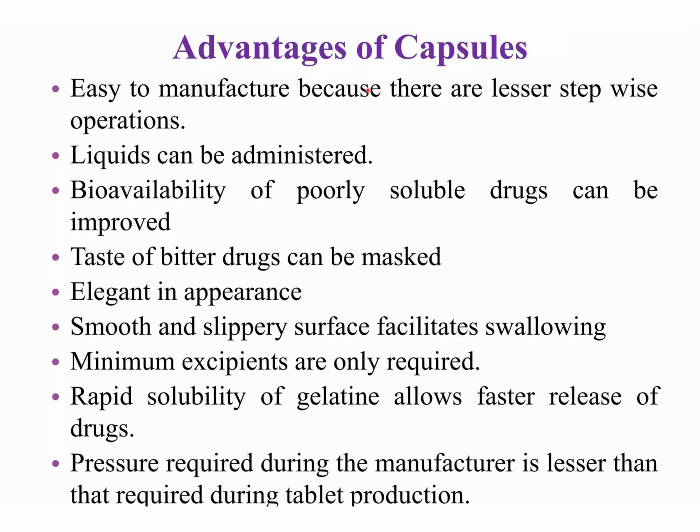So let's see the advantages of capsule over other pharmaceutical dosage forms like tablet, syrup, suspension or other liquid dosage forms. It is easy to manufacture because there are fewer stepwise operations. During tableting operation, we have seen that drying, mixing, blending, grinding, granulation, compression, coating, these are the overall steps for tableting. But for capsule, the steps are much fewer than that of tableting. We'll discuss this in our upcoming sections.